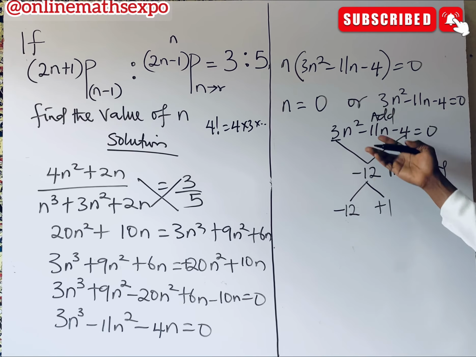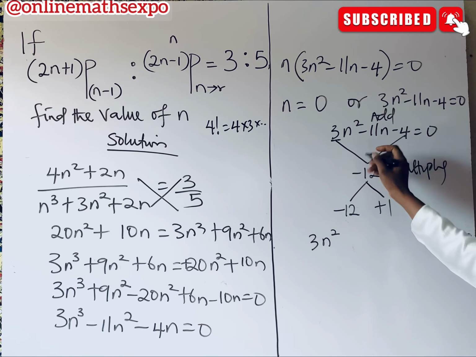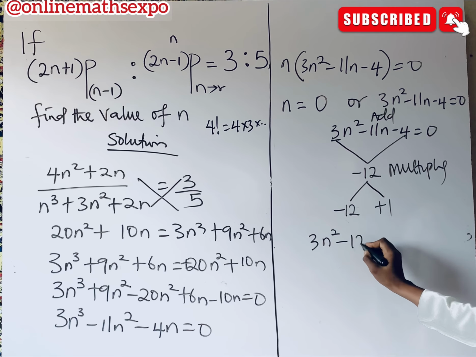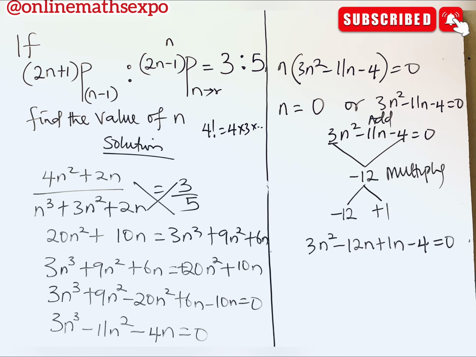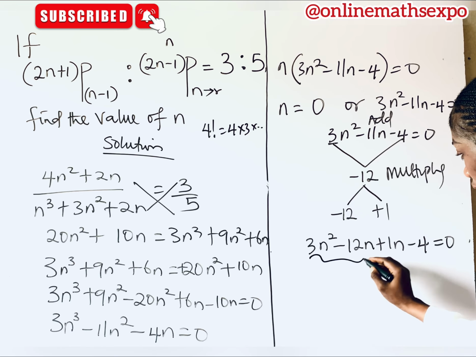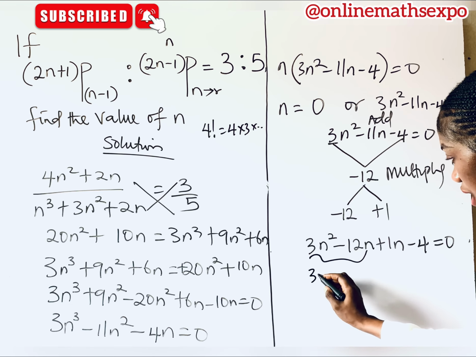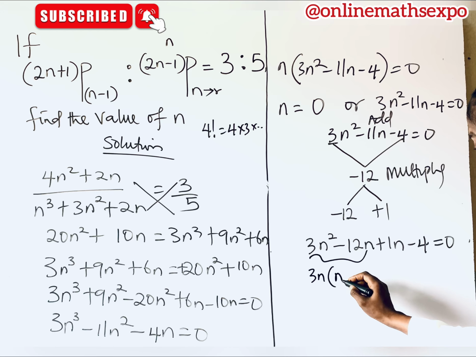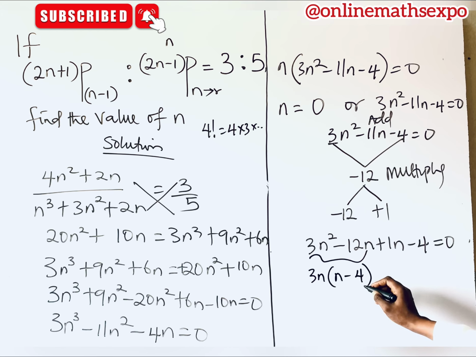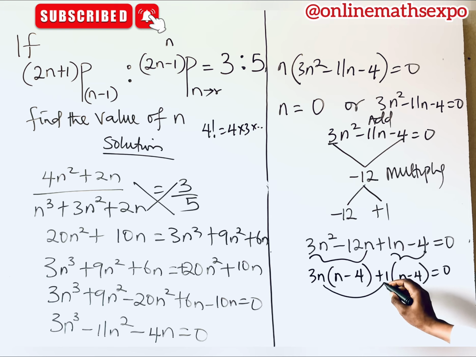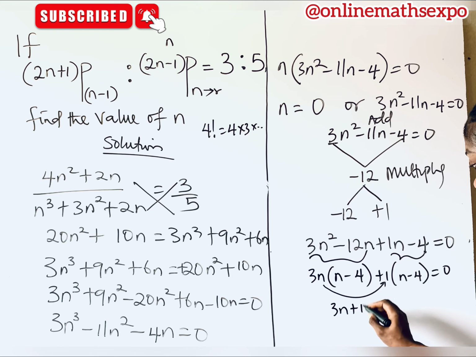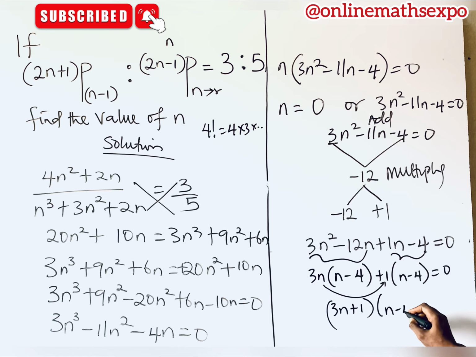So we're going to use it here to have 3n squared, replacing this with these two factors. We have this plus 1n negative 4 is equal to 0. From here now, you gather these two together. What is common is 3n. Factor it. If you divide this, you have n. If you divide this, you have negative 4. Here, what is common is 1. Factor it, you have n minus 4 is equal to 0. So let's take these two together. We're going to have 3n plus 1. These two are the same, so take one of it, equal to 0.